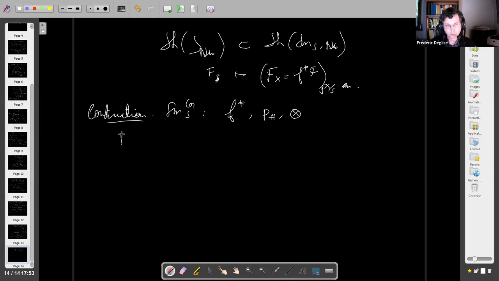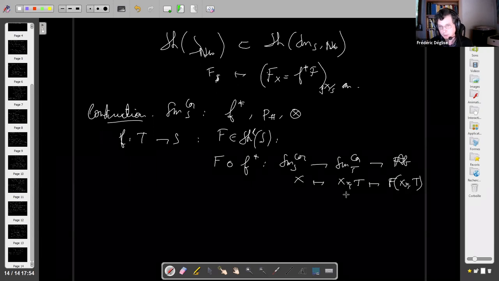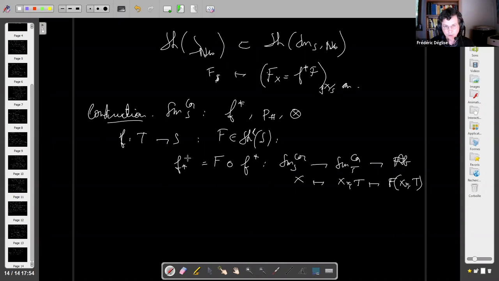So suppose, for example, let's take the first one. You have a map of regular schemes from T to S, and you have a sheaf with transfers F over S. Then you can just look at F composed with this pullback map f upper star, and then goes to abelian groups. So X, as I said, we send X to X cross T, and then we just apply F. So this is usually called the direct image, okay?